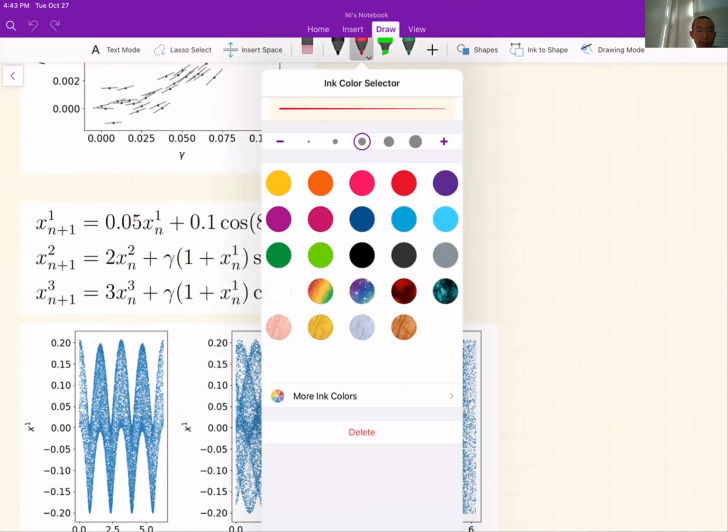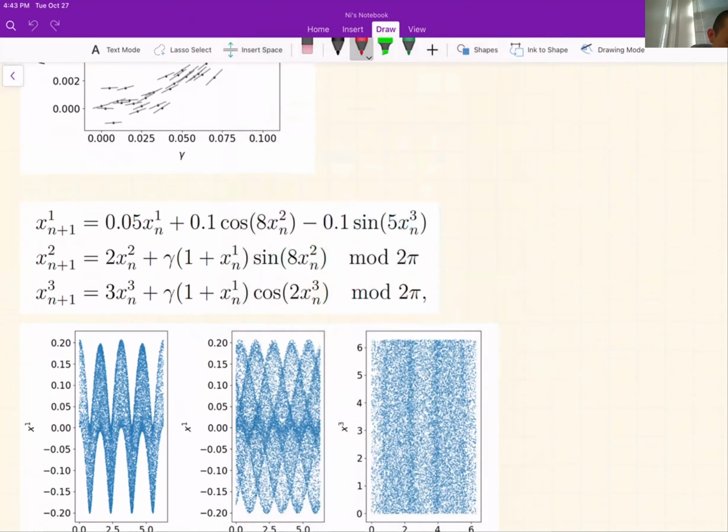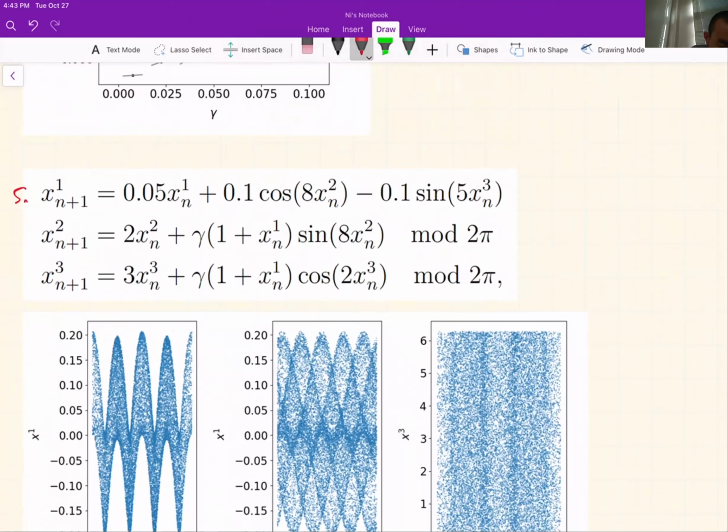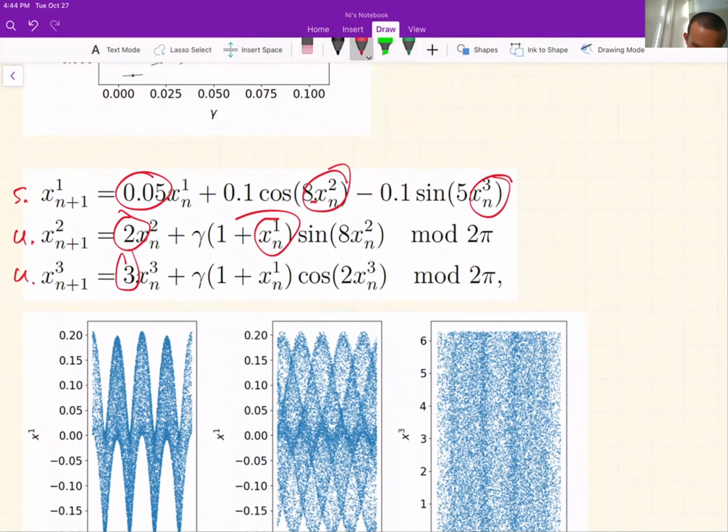So we apply our algorithm on this dynamical system. It's got three variables. The first variable is a stable variable because at each step, we're multiplying by a factor smaller than 1. The second and the third variable are unstable variables because we're multiplying by a factor larger than 1. And we also have some interactions between the first variable and the second variable, and between the first variable and the third variable. So this makes things more complicated.